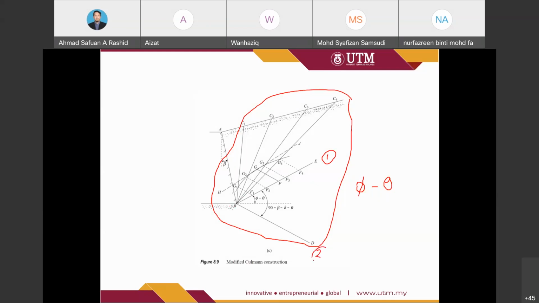So the second step is BD: 90 minus beta, where this is the beta, minus delta and also minus theta. So that is the second line. We also need a protractor to draw BE and also BD.